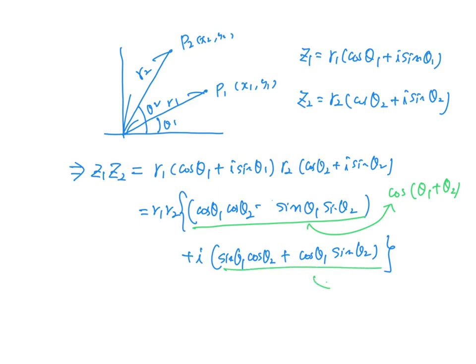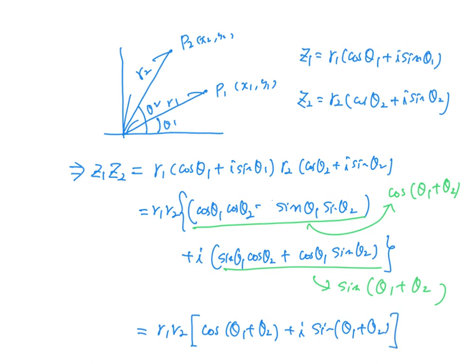This is sine of theta 1 plus theta 2. So r1 r2 (cosine (theta 1 + theta 2) + i sine (theta 1 + theta 2)). So when you multiply two complex numbers, you can represent it in polar representation as a product of magnitudes or distances, r1 r2, and the addition of the two angles, theta 1 plus theta 2.